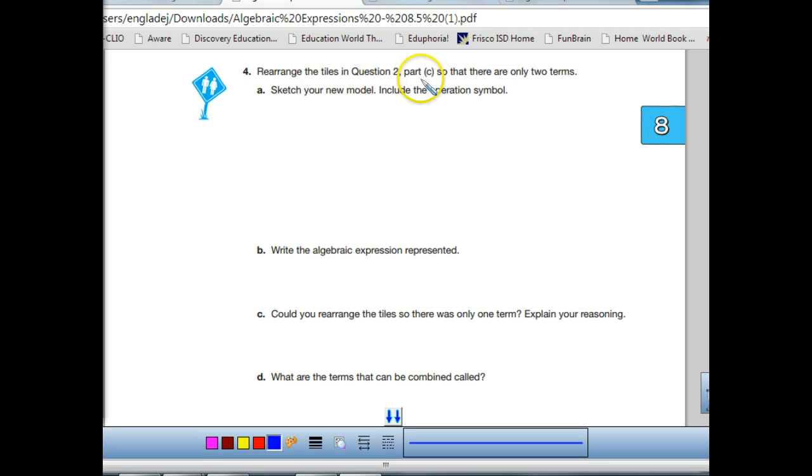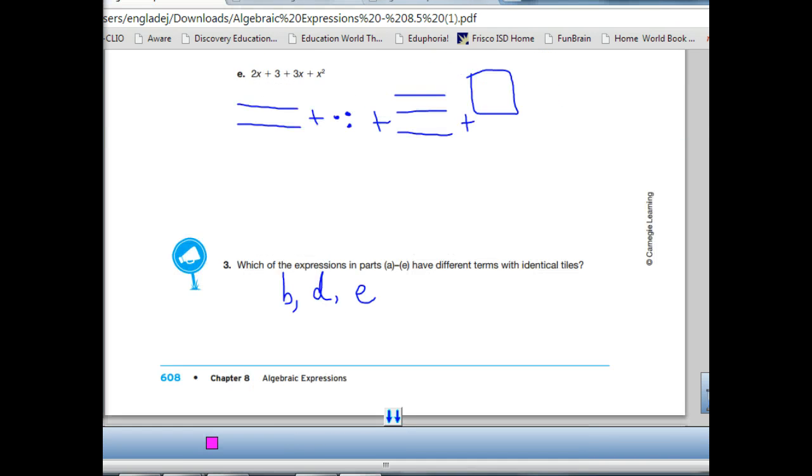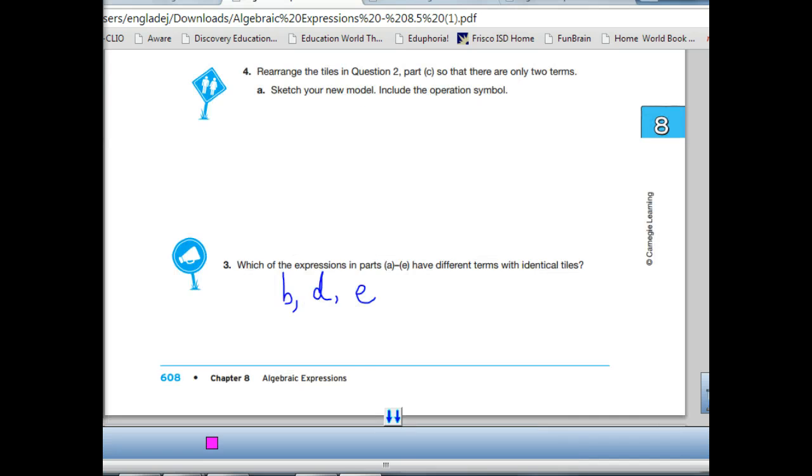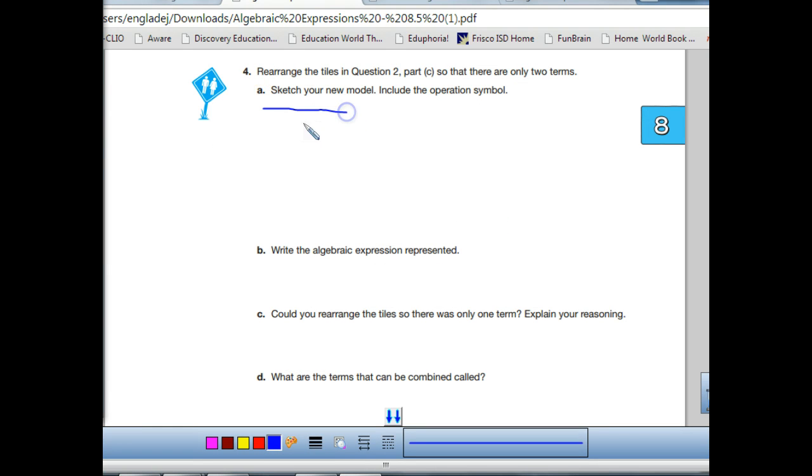All right, rearrange the tiles in question 2, part C, so that there are only 2 terms. Sketch your new model, include the operation symbol. So in question 2, part C. So let's go back and see what that is. Okay, so we had 3x plus 2y. So this is kind of combining like terms, right? So if I had 3 x's plus 1 more x, together I have what? 4x plus 2y, right? So here's my 4x, and here is my 2y. Okay. Rewrite the algebraic expression represented. 4x plus 2y.